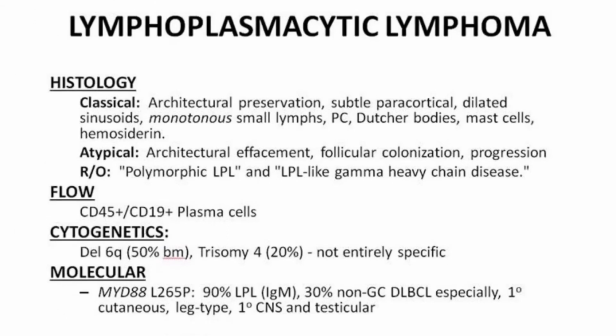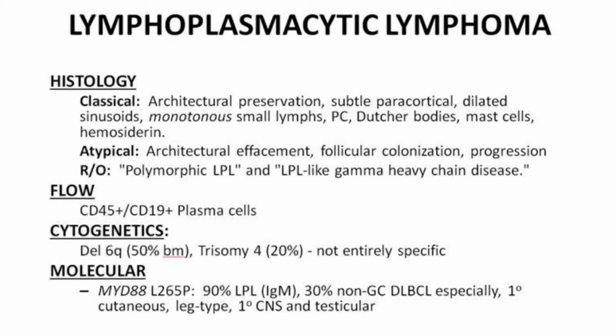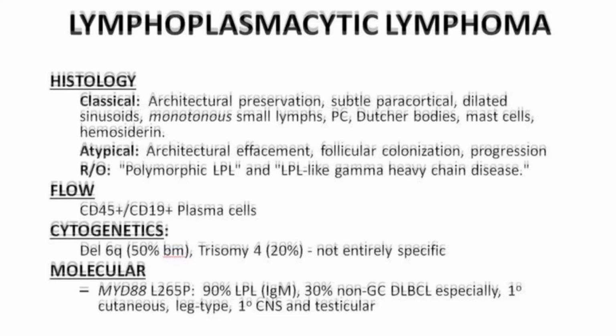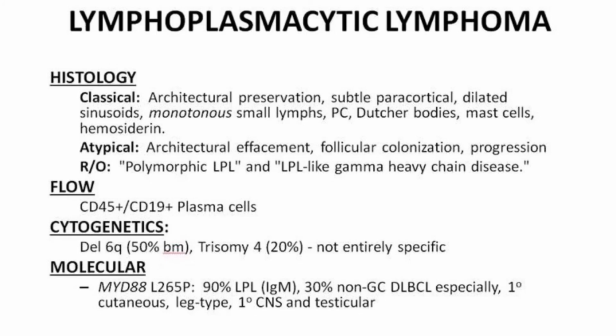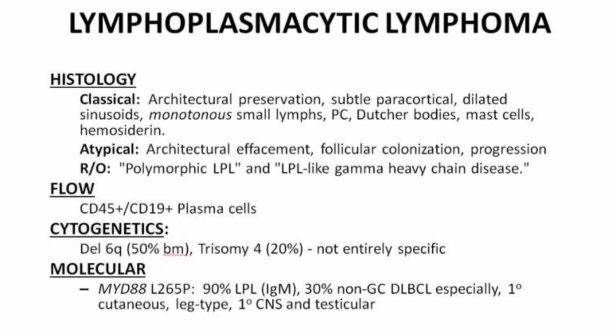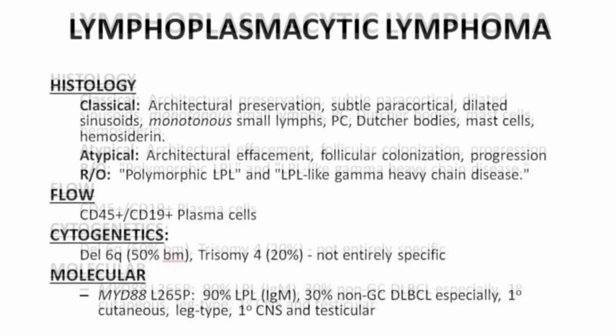So typical lymphoplasmacytic lymphoma cytogenetics, we can see some non-specific and not entirely sensitive changes, including deletion of 6q, which seems to be associated with the bone marrow predominant presentation of the disease, and trisomy 4. So next generation sequencing identified the MYD88 L265P mutation, which is present in the vast majority of lymphoplasmacytic lymphoma, particularly those with IgM.